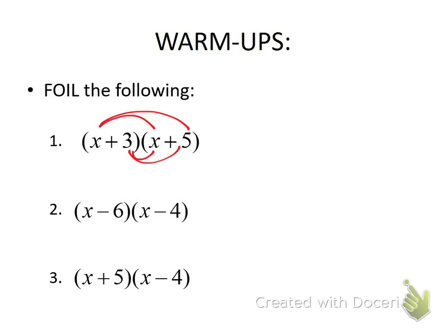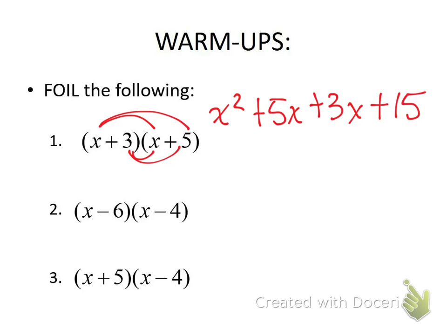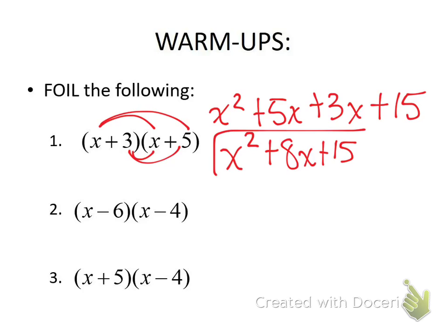So that means I would take x times x and I would get x squared. I would take x times 5, I would get 5x. I would take 3 times x, and I would take 3 times 5. What can be combined? 5x and 3x. What does 5x and 3x combine to give me? An 8x, positive 8x. So that is our answer. If we multiply x plus 3 times x plus 5, we get x squared plus 8x plus 15.